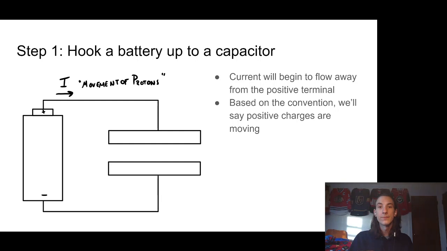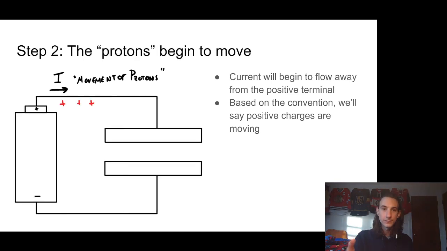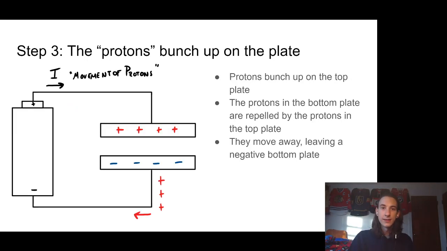Technically, that's not right, but it's the convention that we're using because it works with field and potential. So these positive charges will begin to flow. They're moving away. Protons are moving. And charge will begin to flow away from the positive terminal based on our convention. Positive charge is moving. And we'll say that these positive charges will begin to bunch up on this top plate.